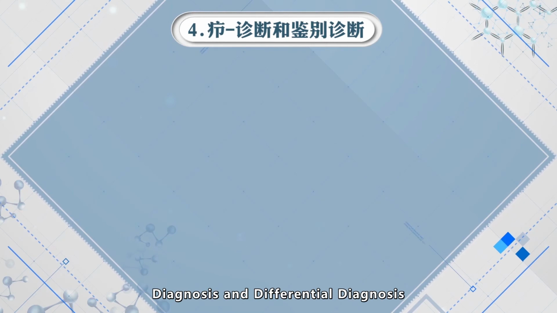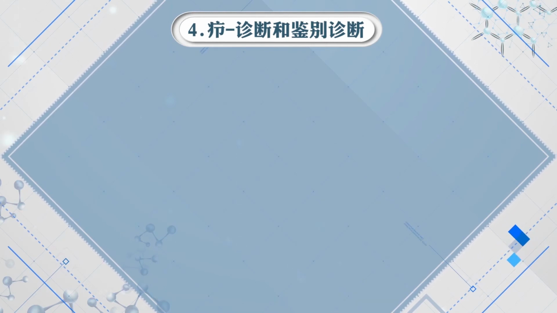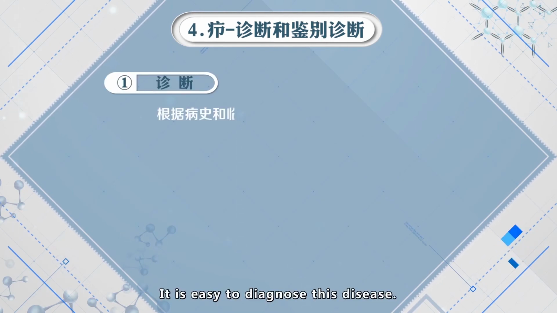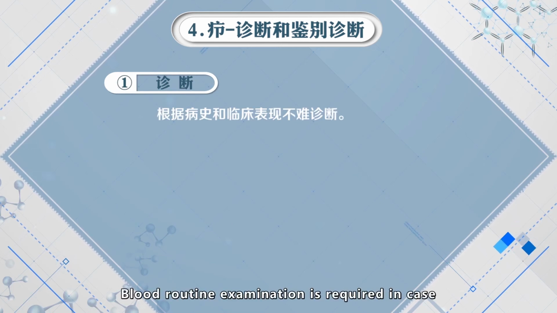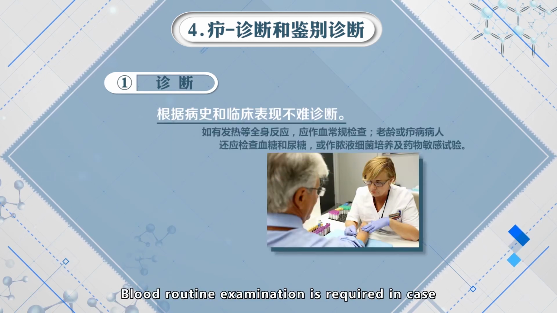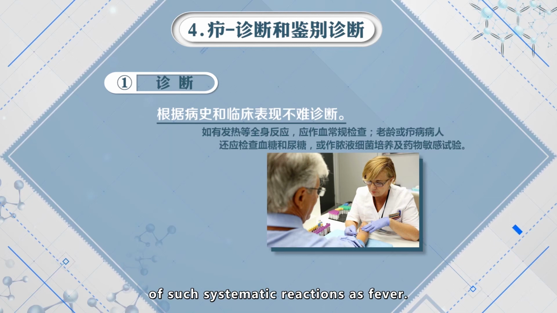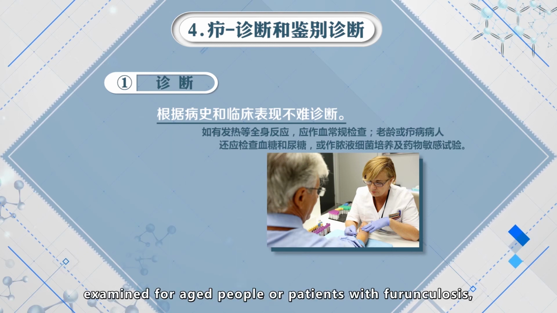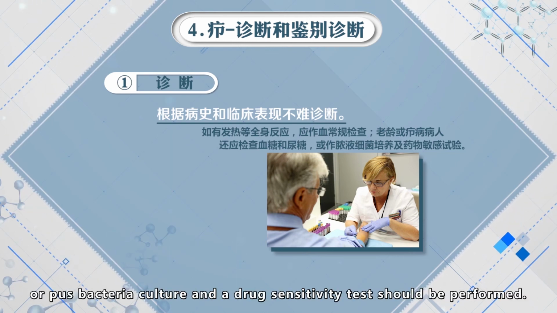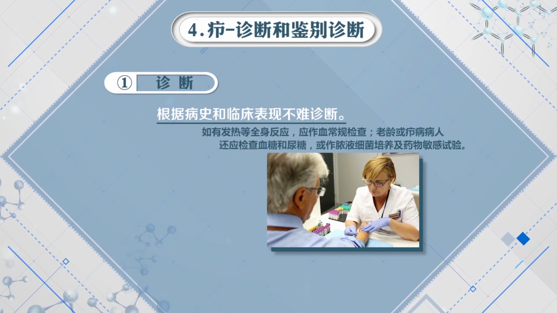Diagnosis and differential diagnosis. It is easy to diagnose this disease. Blood routine examination is required in case of such systemic reaction as fever. Blood sugar and glycosuria should be examined for aged people or patients with furunculosis, or pus bacteria culture and a drug sensitivity test should be performed.